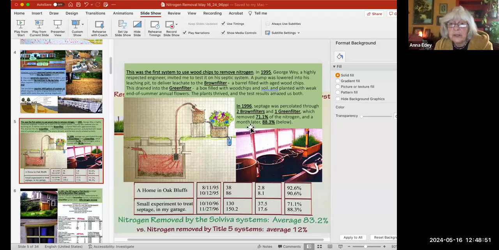In 1996, I actually bought septage, believe it or not, to test this. I poured it into this drum filled with wood chips, and into the second drum filled with wood chips. And here's the green filter with wood chips and soil and ryegrass. And this removed 71% of the nitrogen, and a month later, 88.3% nitrogen. Look at these test results here. They're all done in certified labs.